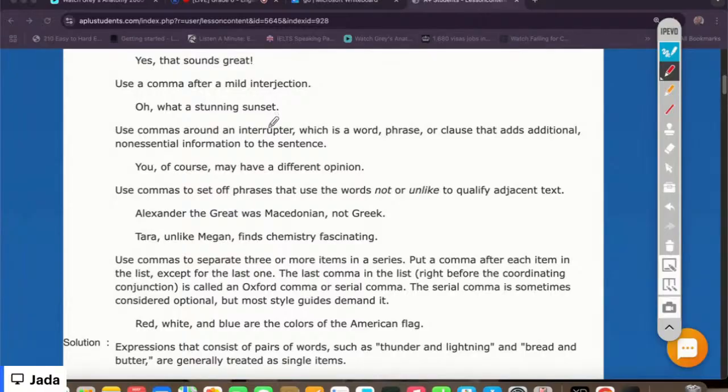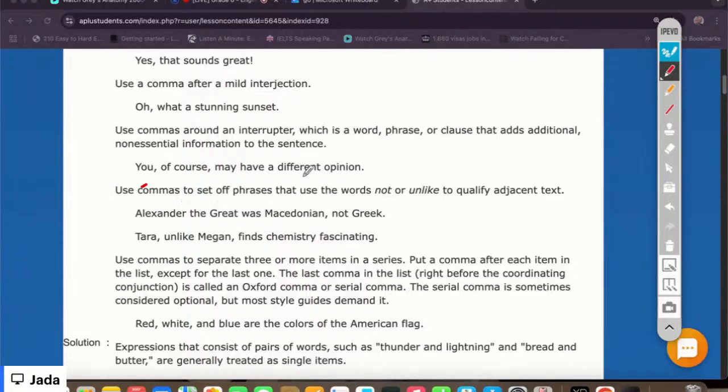So we have used commas around an interrupter, which is a word, phrase, or clause that adds additional, unessential information to the sentence. Okay, so if you're having interrupters that are giving you additional or non-essential information, you have to put a comma. So like you, of course, may have a different opinion. So after you put a comma, of course, you put a comma. So it's like interrupters. So you have to make sure that you include that comma.